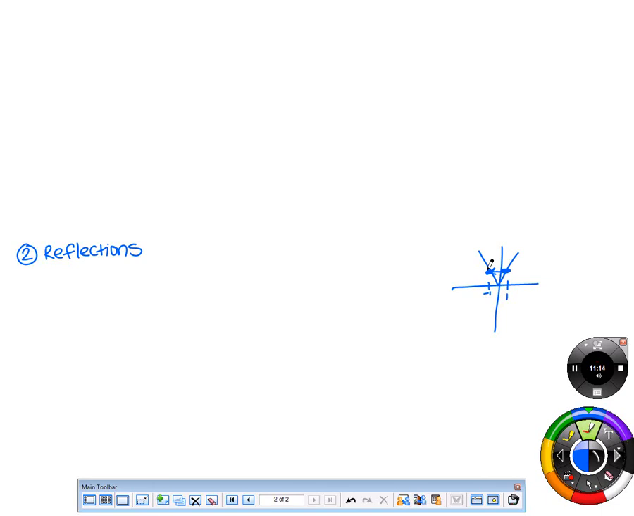So again, for reflections, how did we reflect an absolute value graph? What showed up in the equation that told you it was reflected?